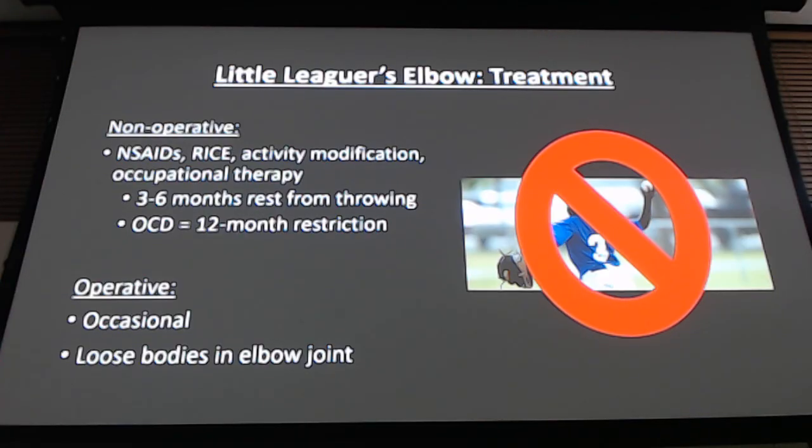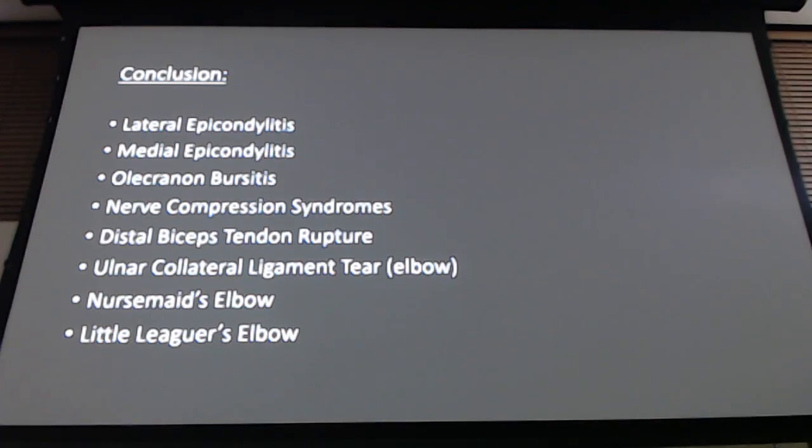So sometimes you have to do things to make them shut down. Braces, right? Splinting, things that restrict their motion, okay? Operative, occasionally, right? But if they have those loose bodies, do you have to go digging after those chiclets? Yes, okay? So everybody has heard me use the term chiclet before? Yes. Right, those little floaters, okay? So you see the no there? No throwing, okay? Conclusion, that's all the topics we discussed between last class and this class, okay?